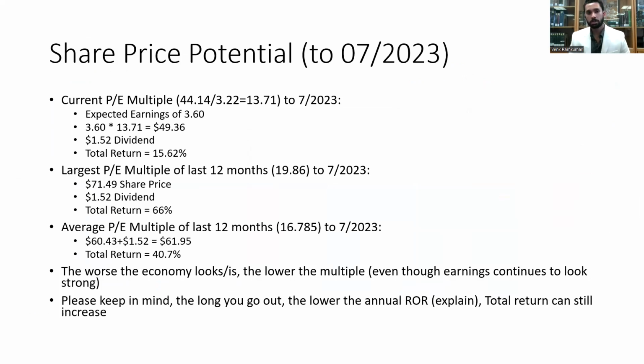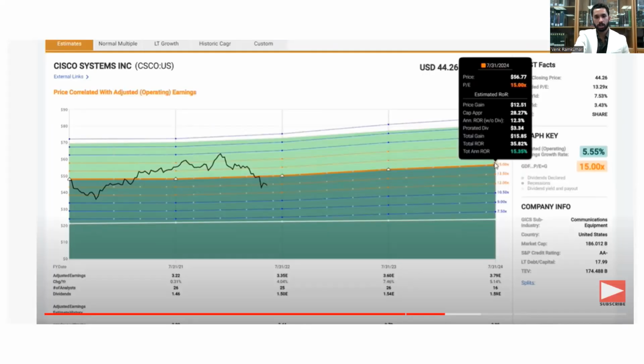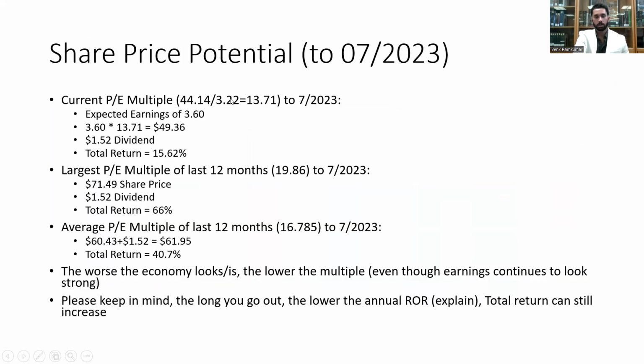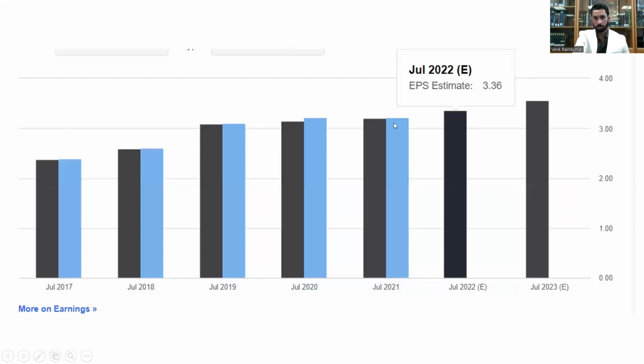So currently Cisco is trading, right? It's trading below the 15 PE. This is a 15 price to earnings multiple. It's trading right now, and if you calculate it out to the prior 12 months earnings per share, right?